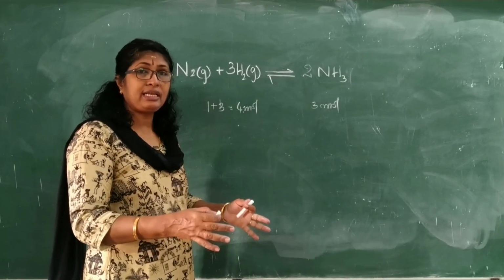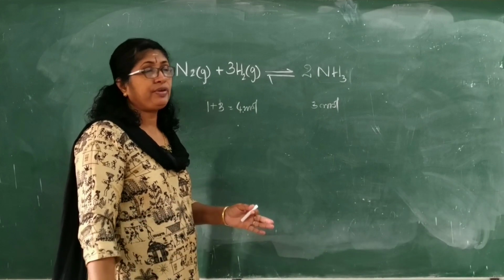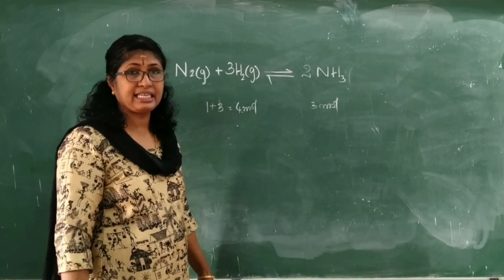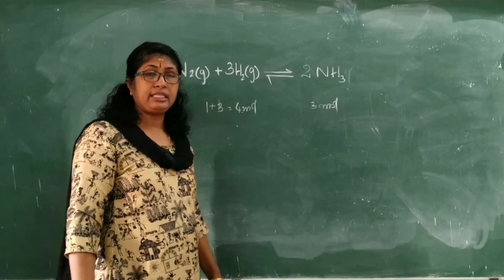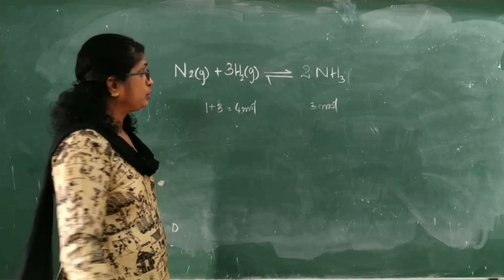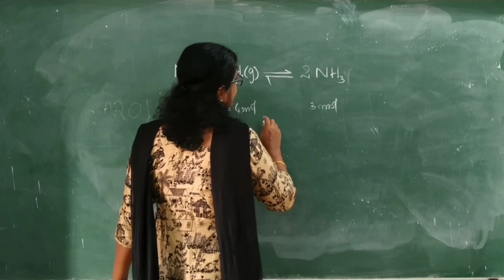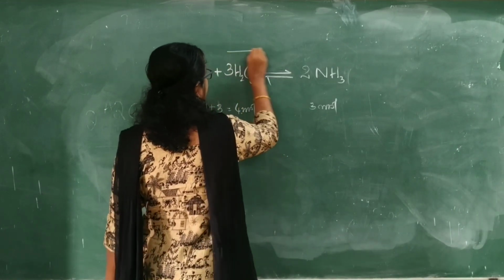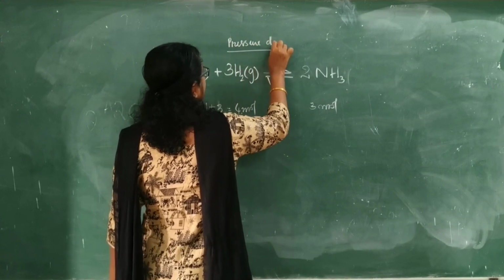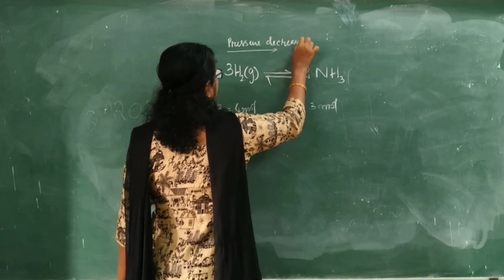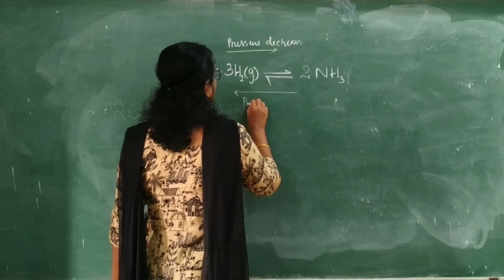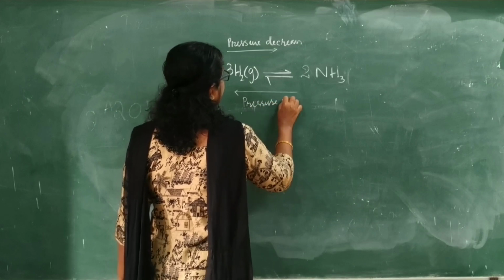In a particular vessel, in a fixed volume, we are doing the reaction, and the quantity of the gas is decreasing. The amount of gas inside the chamber will decrease, then pressure will decrease. So in the forward reaction, pressure is decreasing. Now what about the backward reaction? The pressure is increasing. In the backward reaction, the pressure will increase.